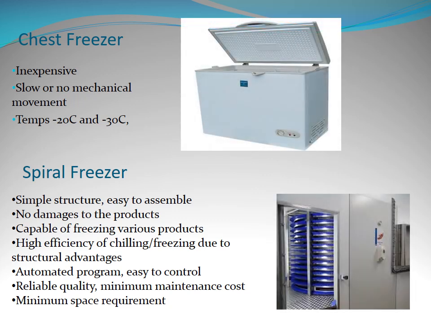We are seeing here the diagram of a chest freezer. It is slow, has no mechanical movement, is inexpensive, and has a temperature range between -20 to -30 degrees Celsius. Spiral freezer: it is very simple in structure, causes no damage to the product, is capable of freezing various products, with high efficiency chilling, automated program, easy to control, reliable quality, minimum maintenance, and minimum space requirement.